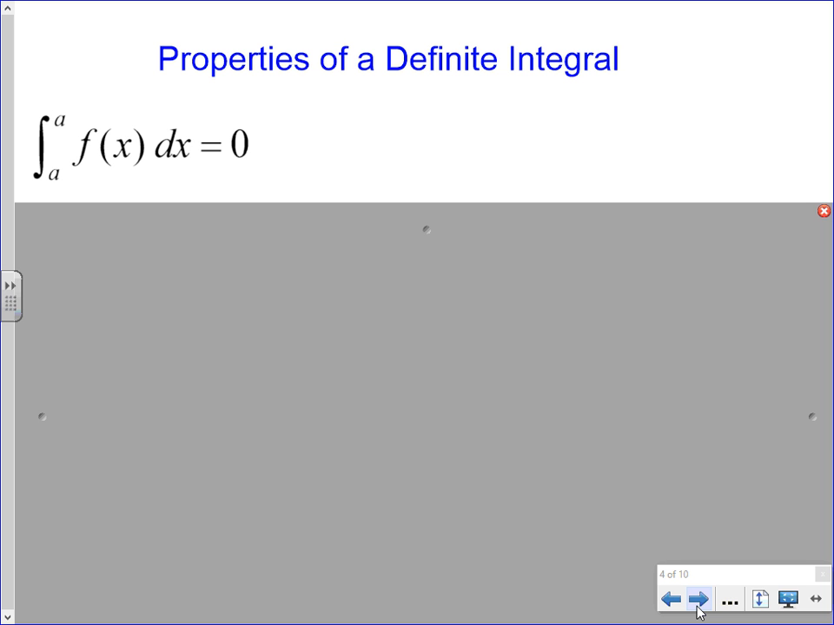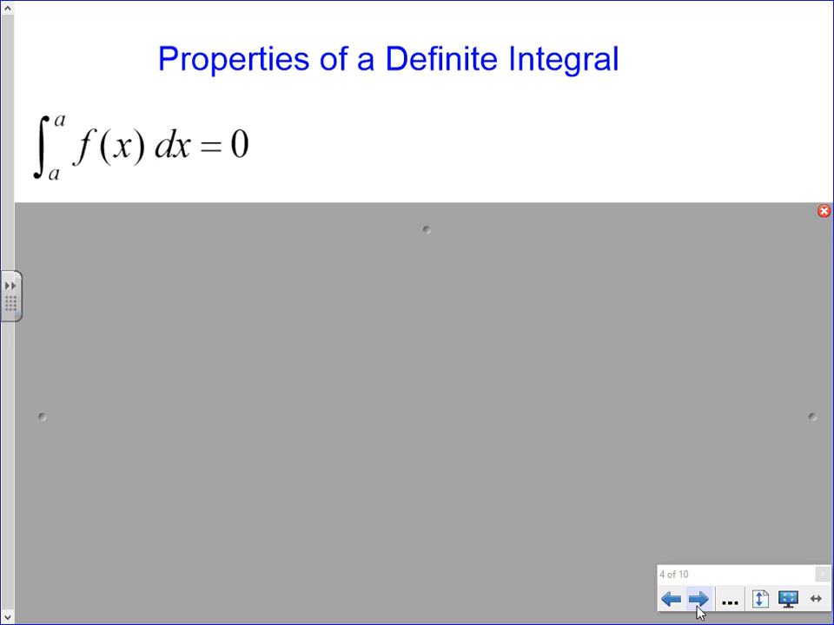Conceptually, does that make sense? Yes. Thank you, honey. If our interval has width 0, there's no area to find.